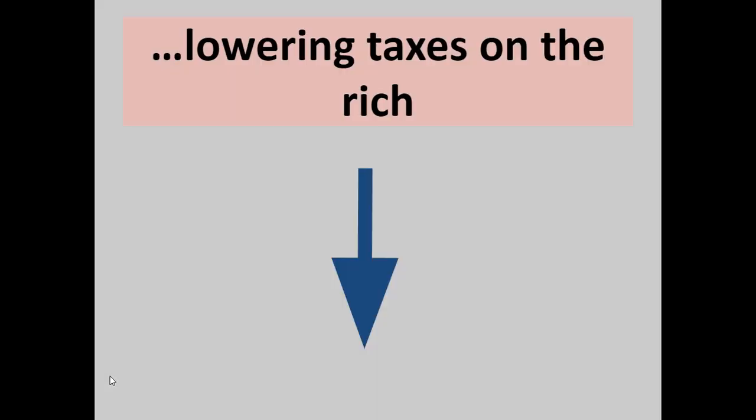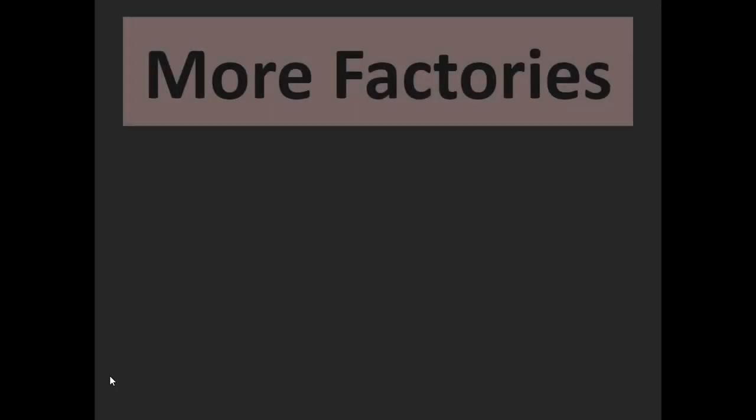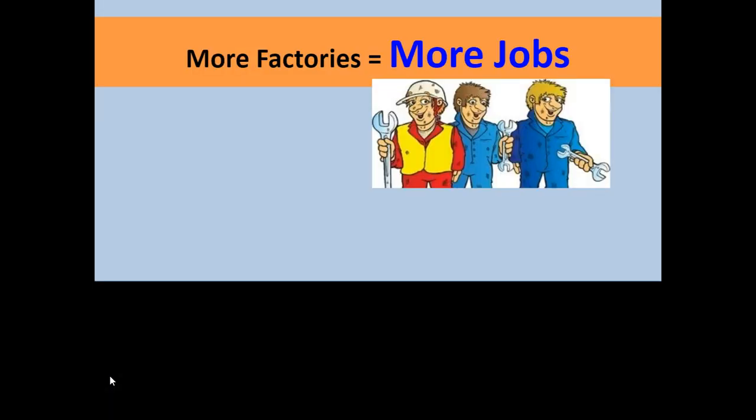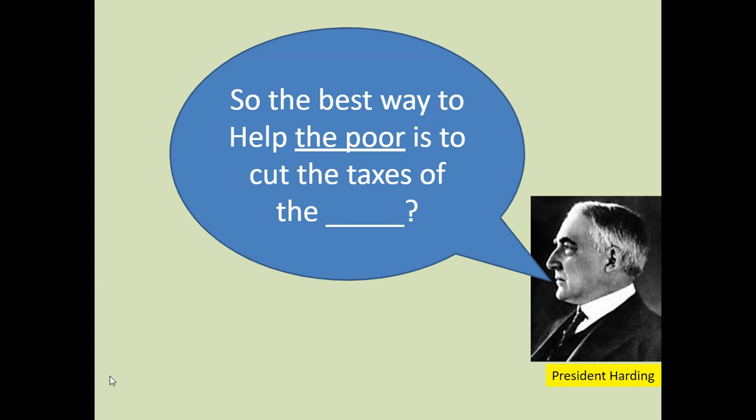But Harding would make the case that no, lowering taxes on the rich actually helps the poor, because when you lower taxes on the wealthy and on businesses, those businesses can reinvest all that money they're saving into more factories, making their businesses more efficient, which money certainly can do. More factories leads to more jobs, and that helps the economy, and those more jobs go to people that are poor and to the middle class. So Harding and the Republicans in the 1920s would argue that the best way to help the poor is to cut the taxes of the rich.